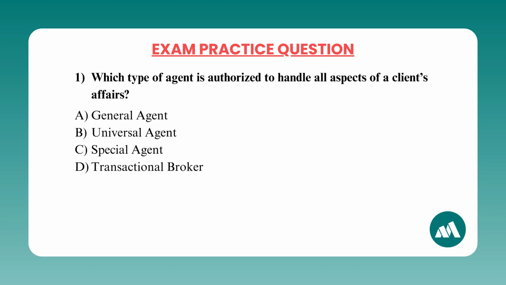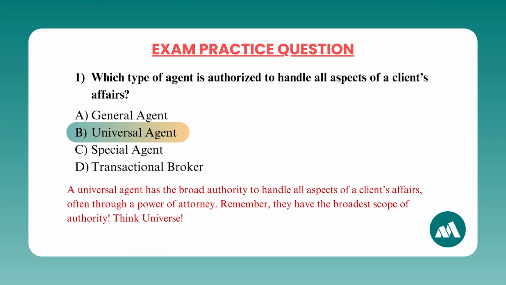The correct answer is B, universal agent. A universal agent has the broad authority to handle all aspects of a client's affairs, often through a power of attorney. Remember, they have the broadest scope of authority.